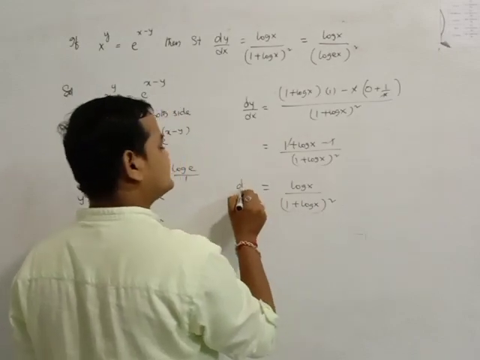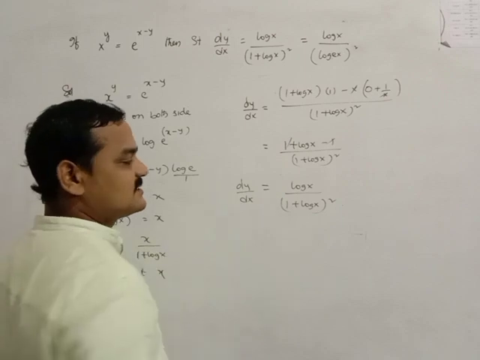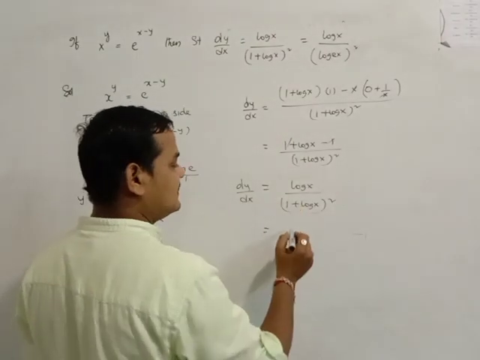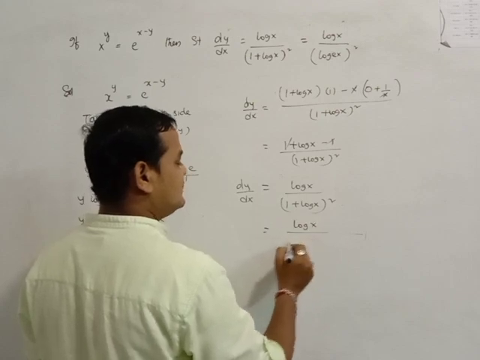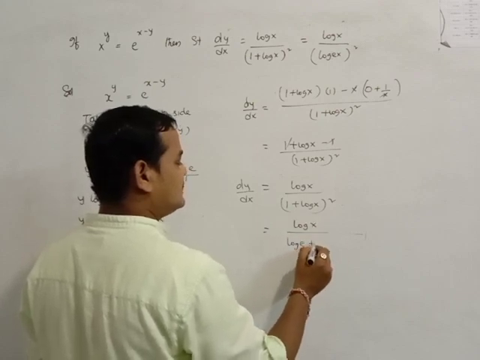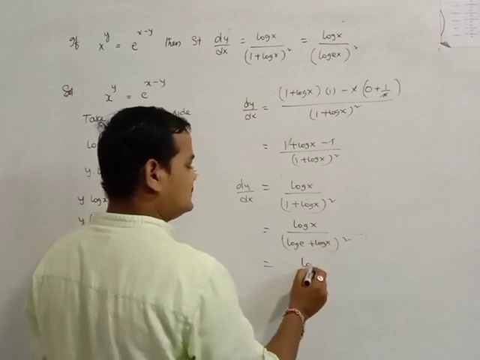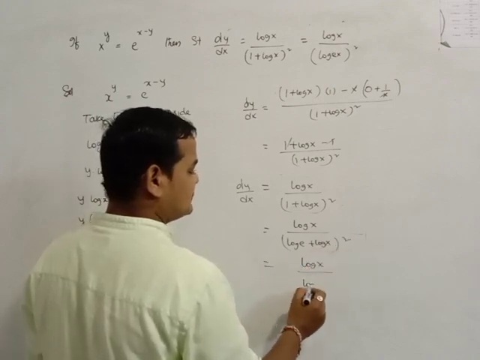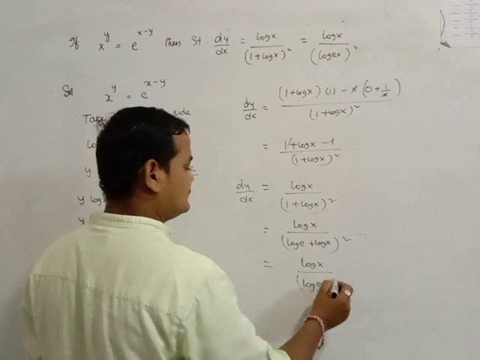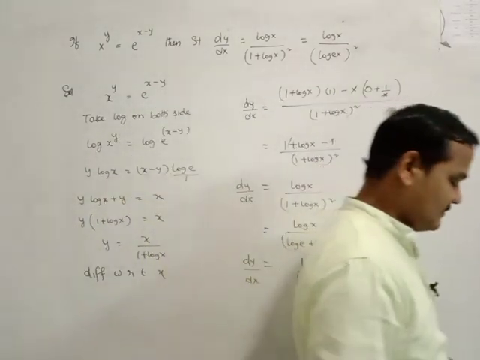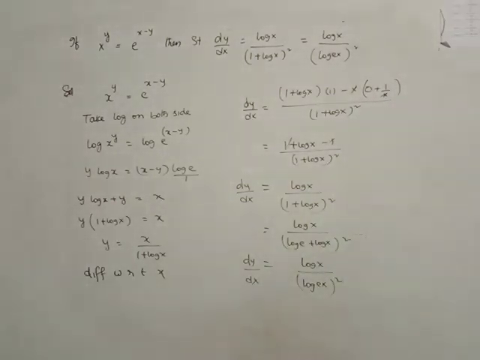This is the first answer. In some textbooks it is written differently: 1 can be written as log e. That means log x by (log e plus log x) whole square. Log a plus log b is equal to log ab, so log x by (log of ex) whole square. This is the second answer. This is one of the important problems. Very good problem.